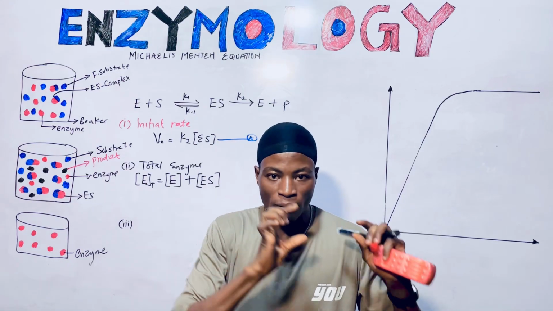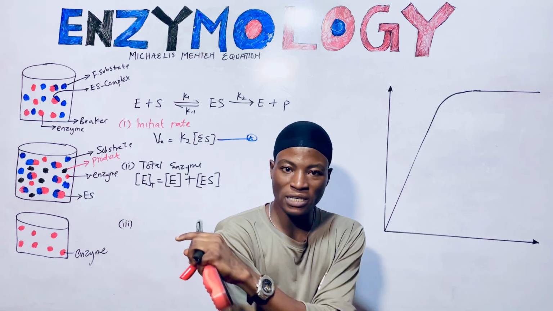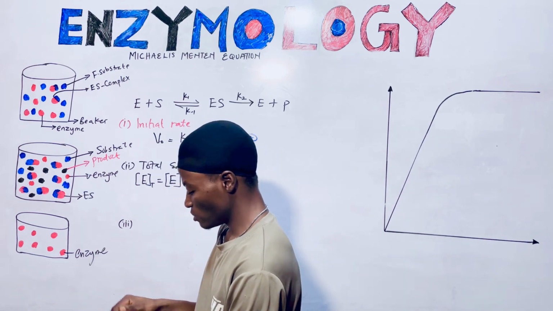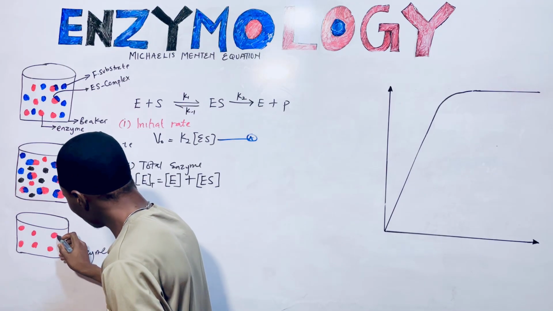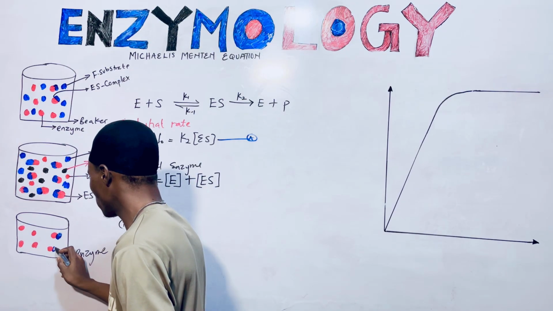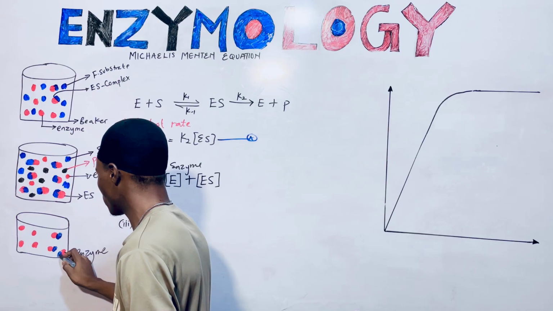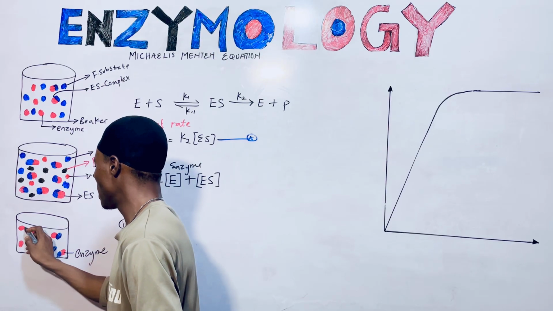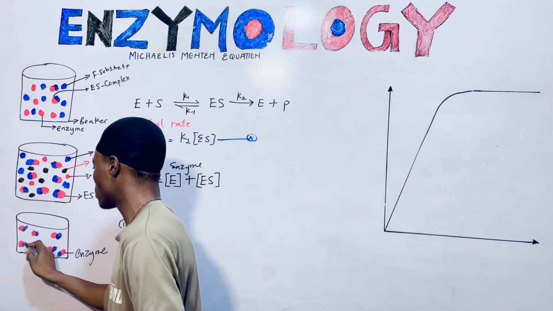That is a particular point where all the active sites will be filled up with substrate molecules, right? So look at this. Attached to this free molecule of enzyme here, I'm going to have a substrate. Attached to this, a substrate. Attached to this, a substrate. Attached to this, a substrate. Attached to this, a substrate, and this is a substrate.